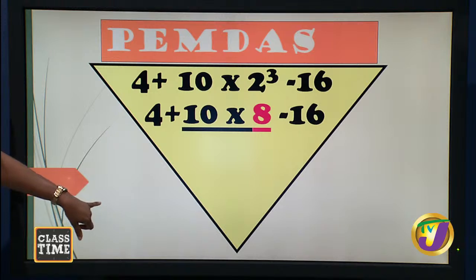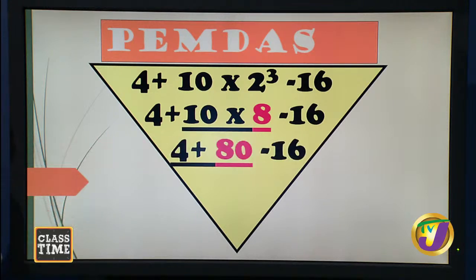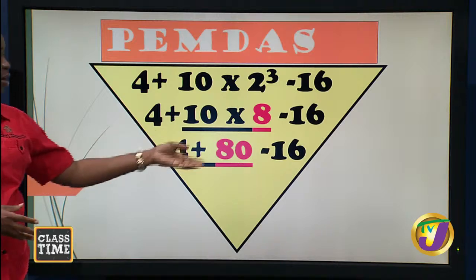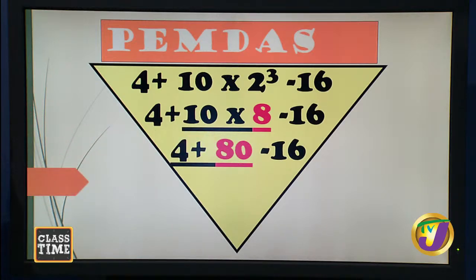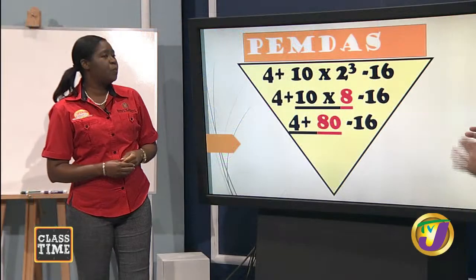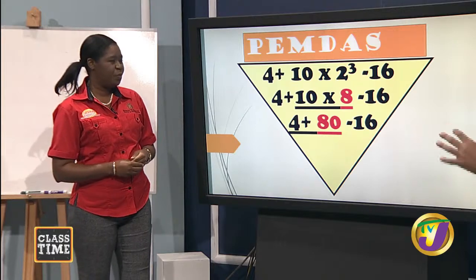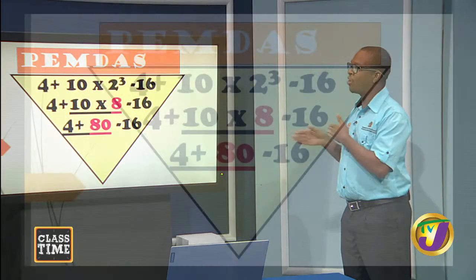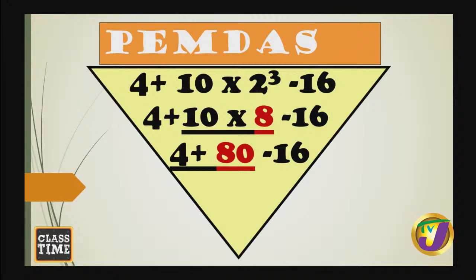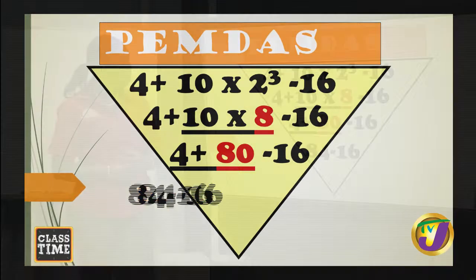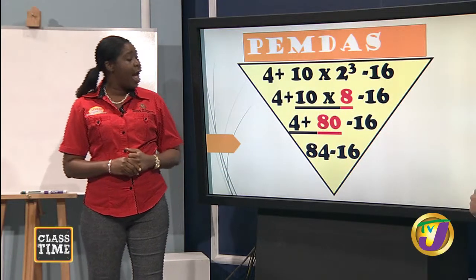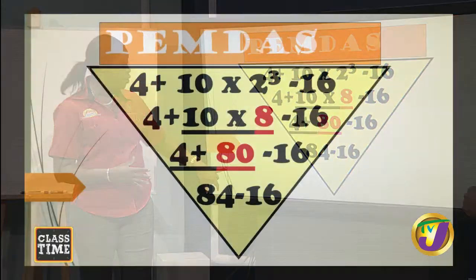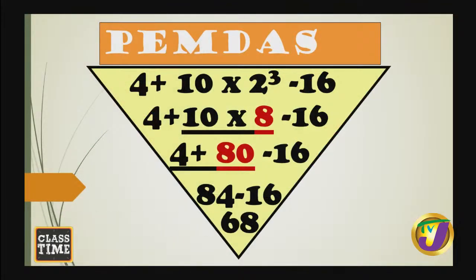So multiplying 10 and 8, that would give us 80. So now we're down to addition and subtraction. And again, we have the addition and the subtraction at the same level. Yes. So we do them in the order they appear. Very good. So we would add 4 and 80, and that would give us 84. And now we're left with subtraction. And when we subtract these two numbers, we would get 68.